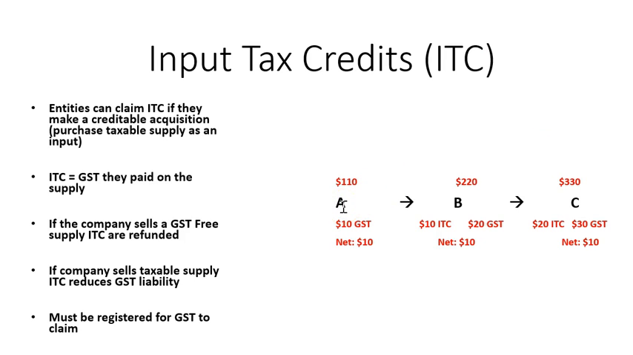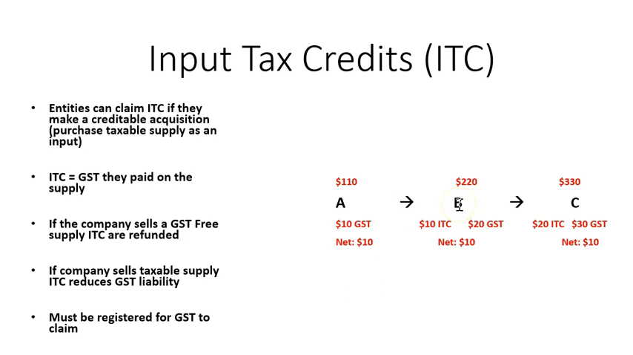Let's say company A here sells a good to company B for $110. We know that GST is always included in the price of a good. So we know that this is actually made up of $100 of the base value and $10 of GST. When company A makes this sale, they'll receive $110, and $10 of that will be GST. So company A will pay $10 of GST to the tax office.